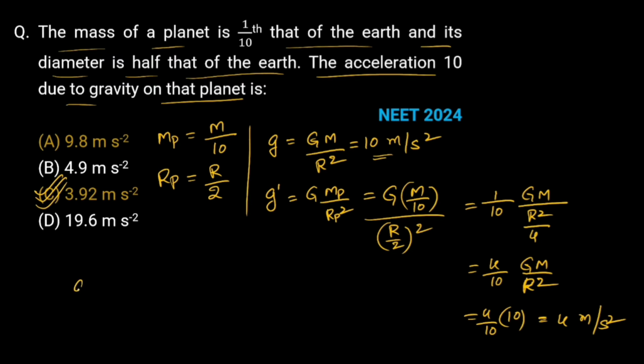Because if I take the g value, if g equals 9.8, then g dash may be 3.92 meter per second square. Understood clearly? Anyhow, option C is absolutely correct.